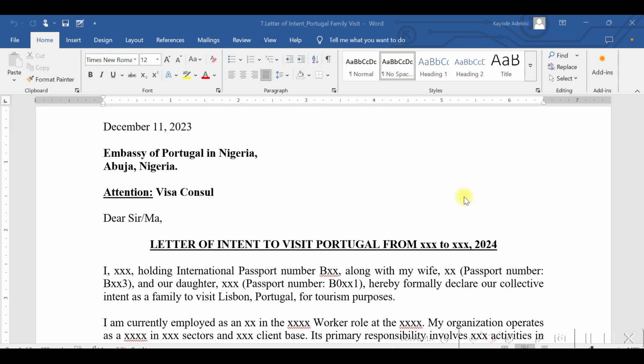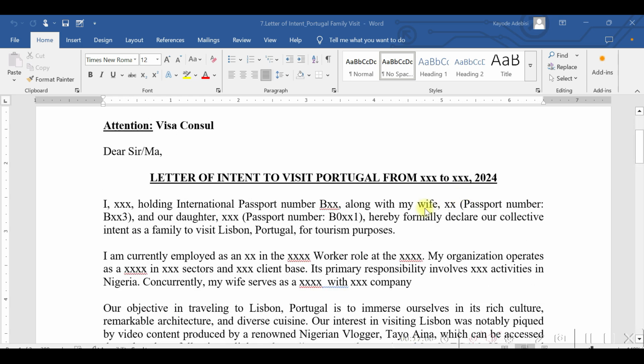So this last document is a letter of intent that was used for a family application to Portugal. The husband, the wife, and the child visited Portugal, and because it's a joint visit, it has to reflect both the husband and wife details summed up together, right?